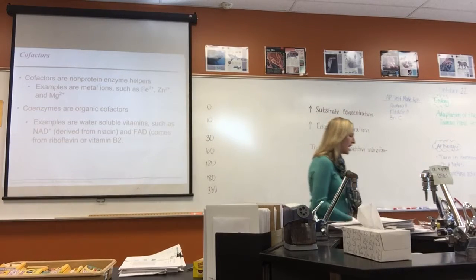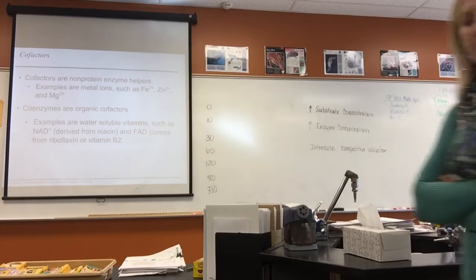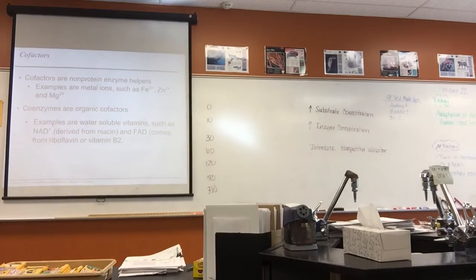There are other things that play a role as well. There are cofactors. Cofactors are non-protein enzyme helpers, and you don't have the examples here, but you might want to jot down some examples. I think I wrote zinc on there. Did I write zinc? Okay. Iron and magnesium are examples. Collectively, metal ions are examples of these. And then coenzymes are organic cofactors. Organic means it's a molecule that contains carbon.